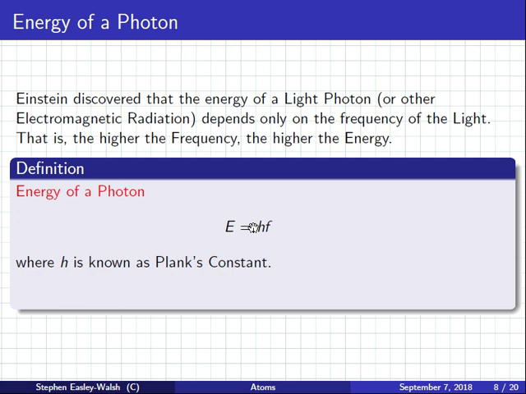And you can see it's quite straightforward. If you have twice as much frequency, then you have twice as much energy, and so on. H is Planck's constant, which is this value. And you can see the units for Planck's constant must be joule seconds, because frequency is per second, and we need to have joules as the answer.